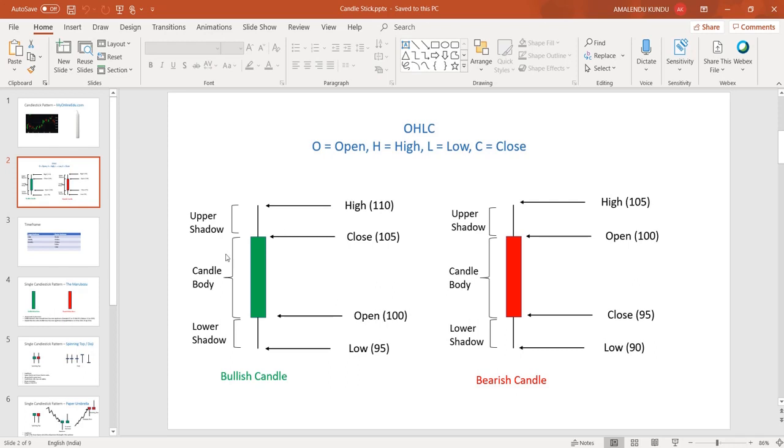So this is how a candle looks like. This is called the candle body. A candle color can be green or red. Some people use white and black. White is for a green candle, which is also called a bullish candle. Bullish means there are more buyers than the sellers. And a red or black candle is used as a bearish candle. Bearish means that on that particular day there are more sellers than the buyers.